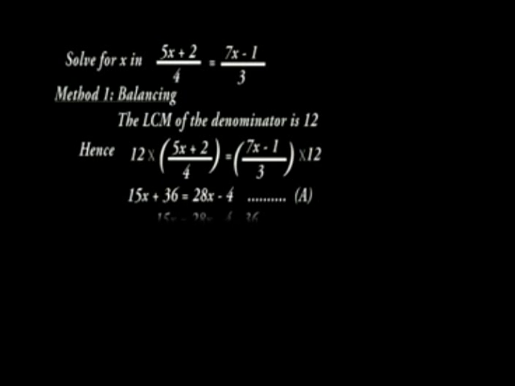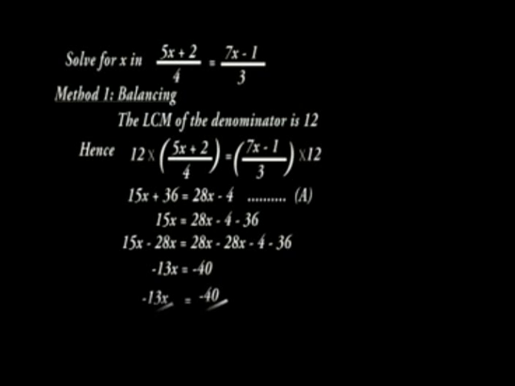Subtract 36 on both sides, and we shall have 15x equal to 28x minus 4 minus 36. Subtract 28x on both sides, and we have 15x minus 28x equal to 28x minus 28x minus 4 minus 36. Minus 13x is minus 40. Divide both sides by minus 13, and x is 3.08.